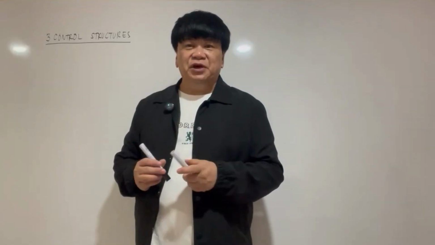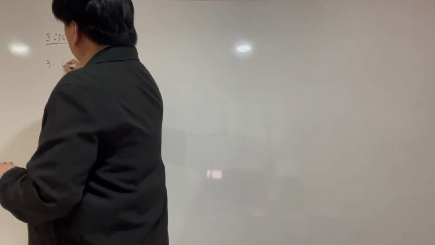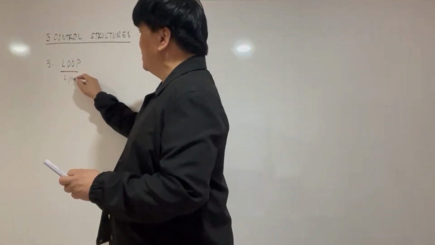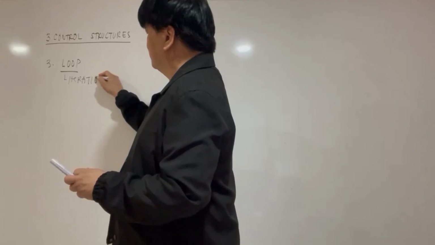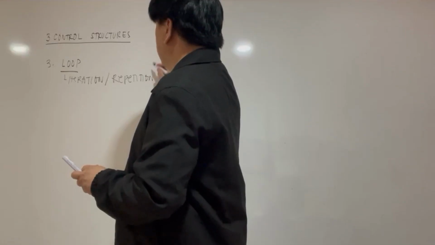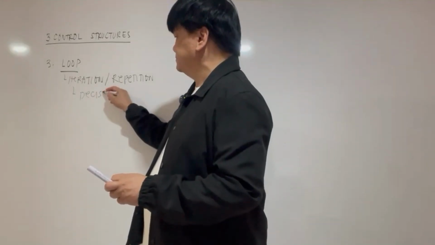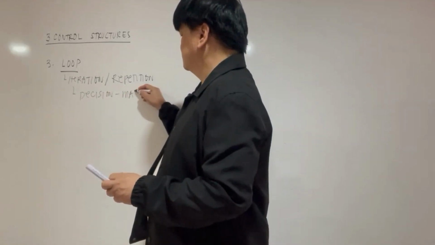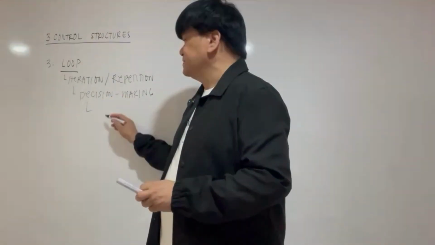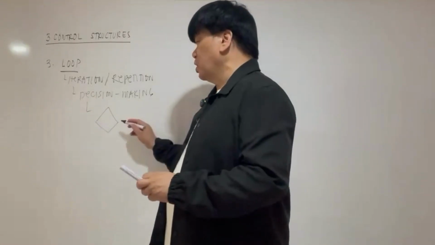We are now on the third control structure. The third control structure is called loop, also known as iteration or repetition. The loop control structure also involves decision making, which is represented in a flowchart using the diamond symbol, the same as in the selection control structure.